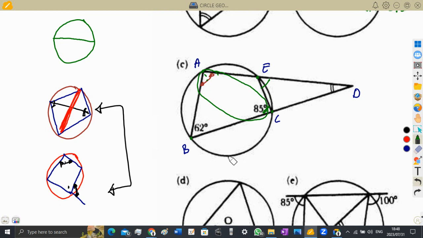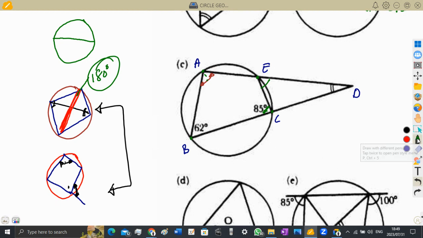What is the relationship? If they are opposite, like this inner one, they must add up to 180. Opposite angles of a cyclic quad must add up to 180. It's not because they are on a straight line. It's not like that. Are we seeing the concept there?